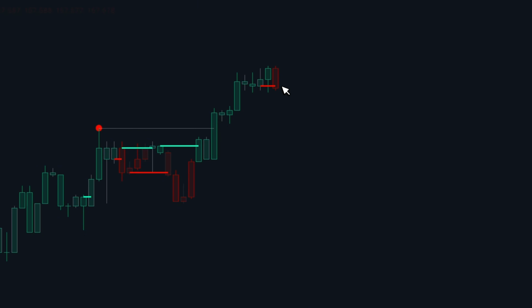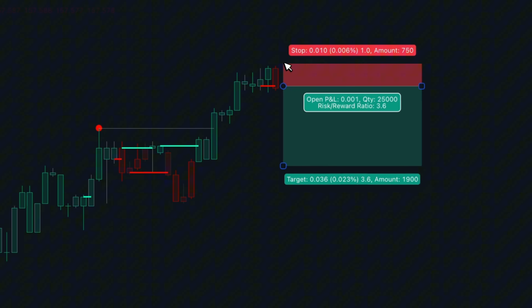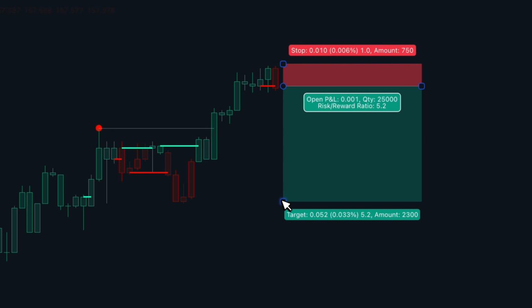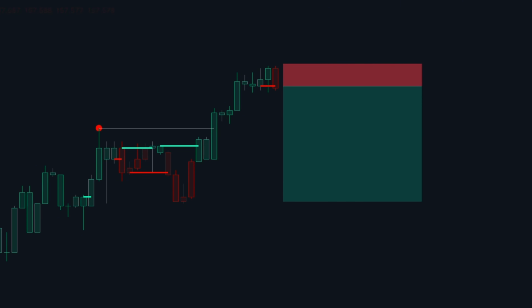A logical structure would be entry after price confirms below the red CISD level and stop loss above the recent high, then target towards support or previous lows. Again, CISD helps identify control shift, not prediction.